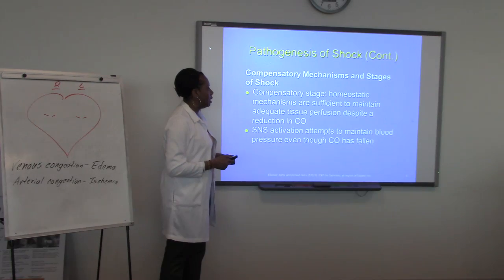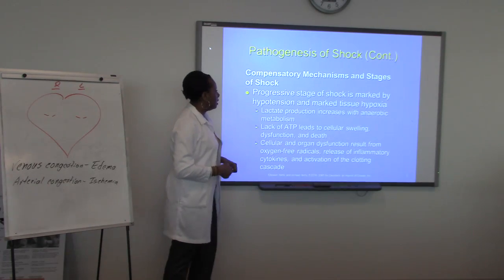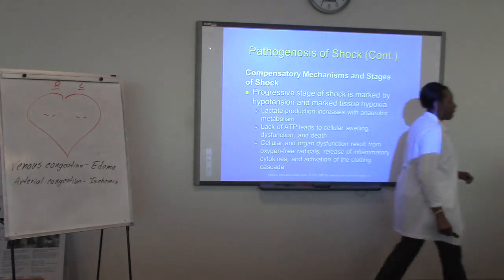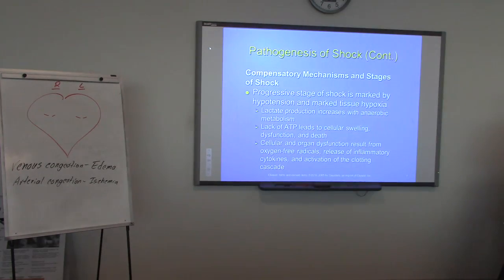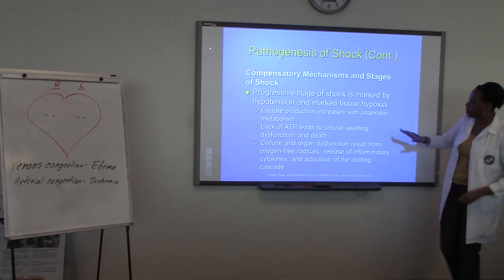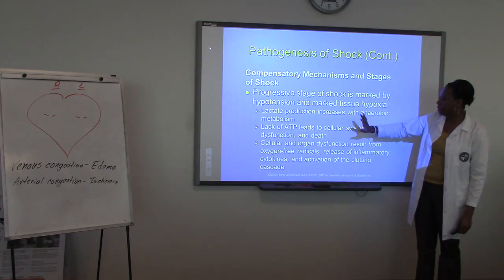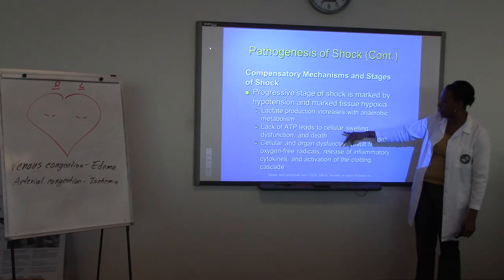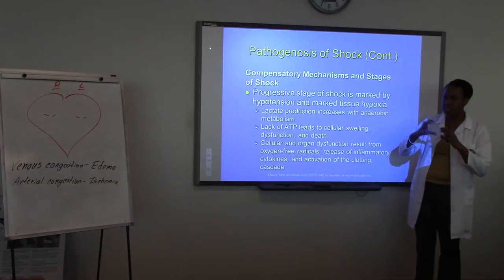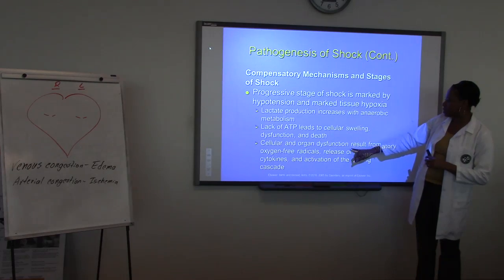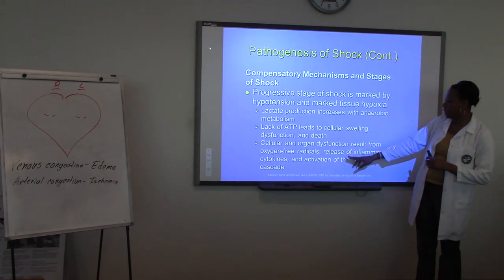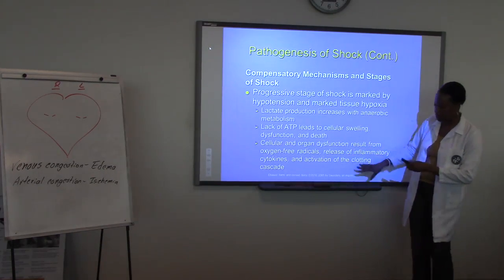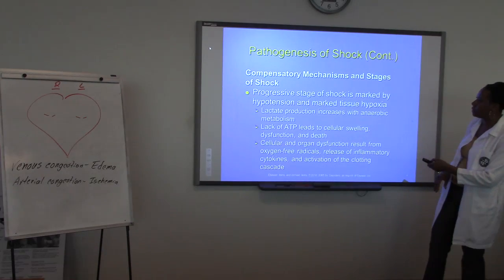Now, this particular slide pretty much covers the same thing I already said earlier about anaerobic metabolism: lactic acid produces ATP, leads to cell death, and this also causes free radical production and so forth. We already went over that, just in another form.